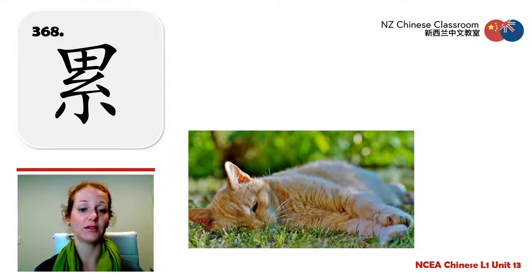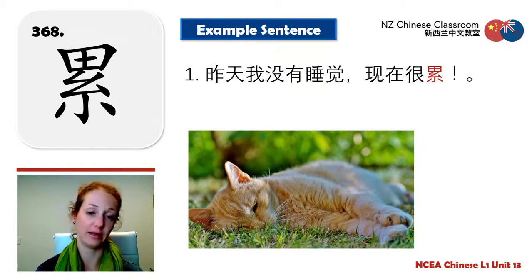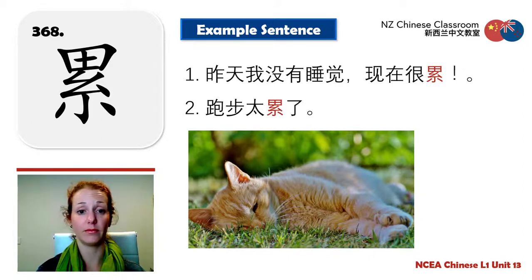累, tired. So maybe you can think of this kitten squiggled out lying in a field and the 天 at the top of the character here. 昨天我没有睡觉,现在很累. So yesterday I didn't sleep. And right now I'm very tired. 跑步太累了. So running is too tiring. So tired or tiring. So doing an activity is 累了, tiring.